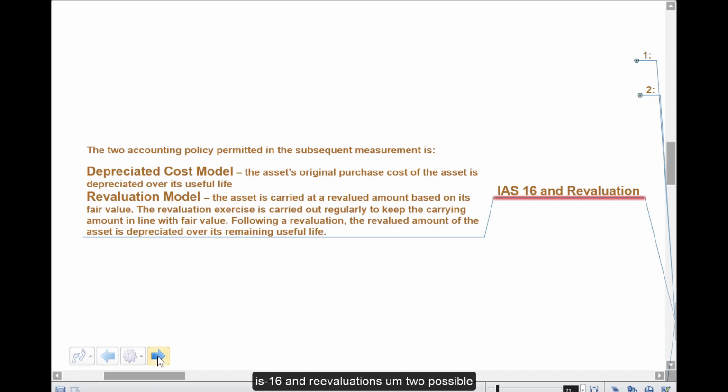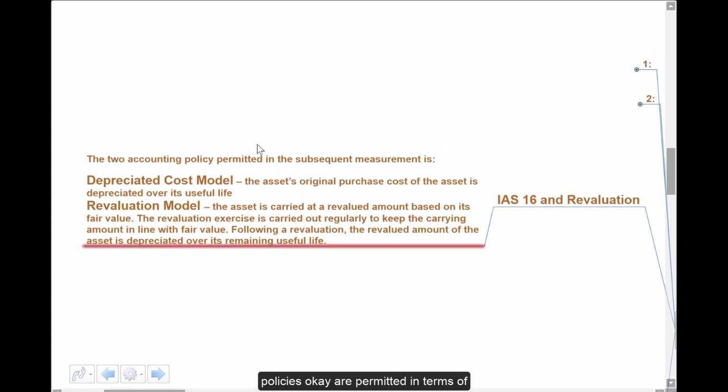Now, in terms of IAS 16 and revaluations, two possible policies are permitted in terms of subsequent measurement. And by subsequent measurement, I simply mean you buy an asset today, and then over the course of time, you adjust that measurement, or you decide, for example, that the business asset needs to be revalued. Okay? Now, the depreciation cost method centers on what you would expect. The original purchase cost of the asset is simply depreciated over its life. Okay? So no revaluation there at all.